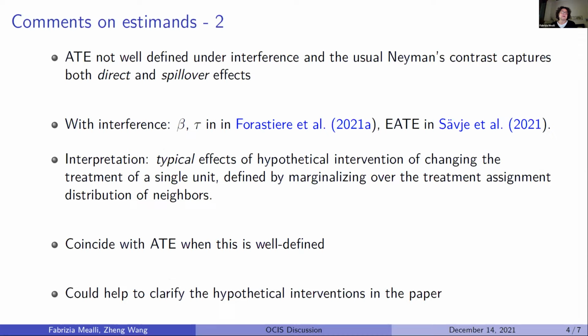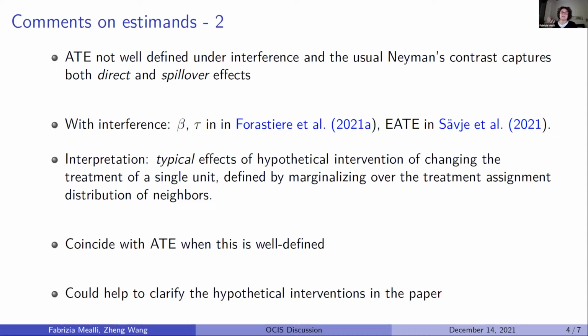A second comment on the estimands is that when you show the bias variance trade-off, you call your target estimand an ATE, irrespective of being in a setting with or without interference. And that may, in principle, raise some confusion in that when interference is there, the ATE, as we are normally used to interpret and define it, is actually not well defined. And even the usual Neyman contrast, namely what would happen on average if everybody got the treatment versus everybody got control, is a function or captures both direct and spillover effects.